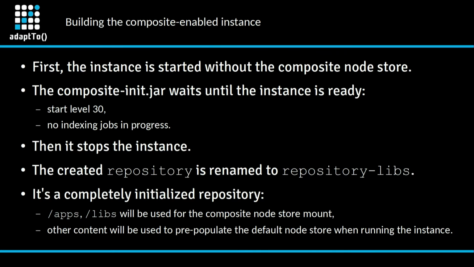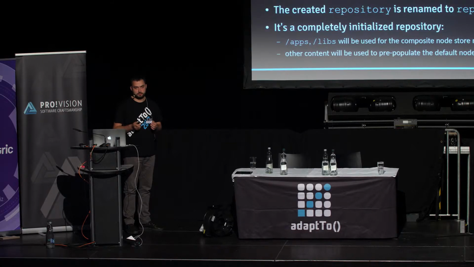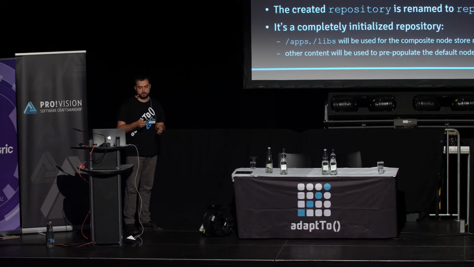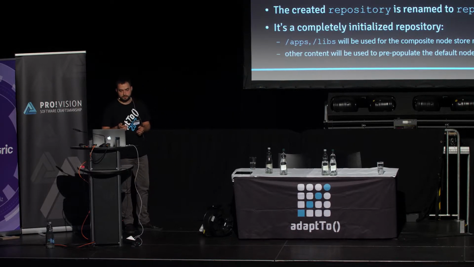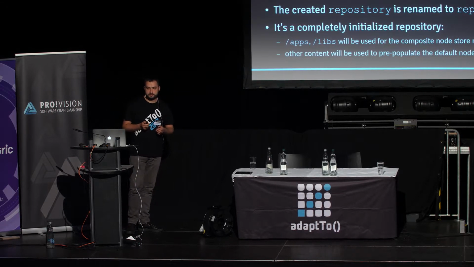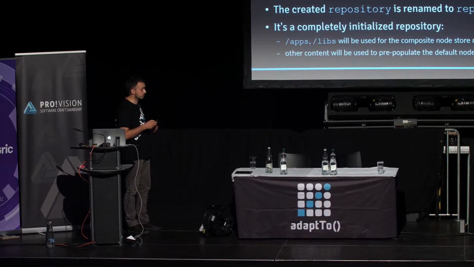So once the instance is in this state, it is stopped immediately, and the repository directory is renamed to repository-libs. And this repository-libs, we should treat as a build artifact distributed everywhere where we want to start the composite-based instance. So it's a completely initialized repository.